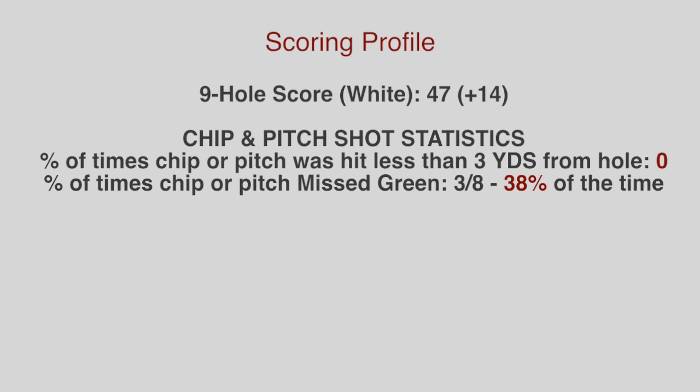One of the short game statistics I track is what percentage of the time do you hit your chip or pitch shot on the green less than 3 yards from the hole. If you did this, you would give yourself at least a 50% chance of making your first putt. For the 8 short game shots you had during the 9 holes, you didn't hit any inside this zone. Also, you missed the green with your short game shot 38% of the time.